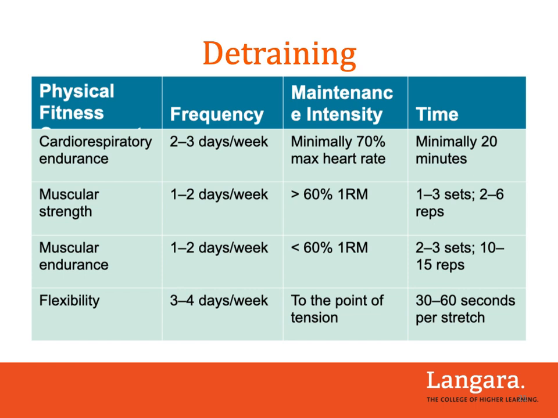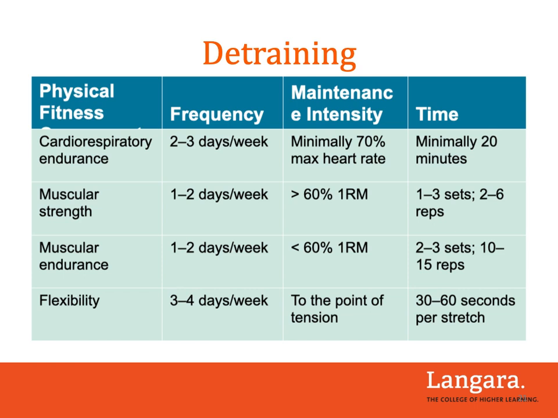So if we look at cardiorespiratory endurance, in order to avoid detraining, we want the frequency to be around 2 to 3 days a week with at least 70% max heart rate and at least 20 minutes. Muscular strength is 1 to 2 days, usually around 60%. It could go greater, you just cut your reps down in that case, and sets are 1 to 3 sets of 2 to 6 reps. Muscular endurance is 1 to 2 days a week.